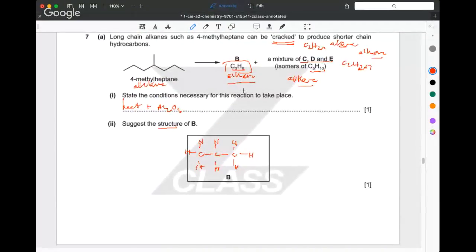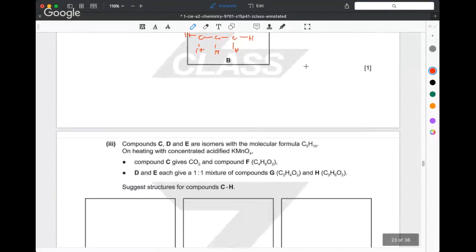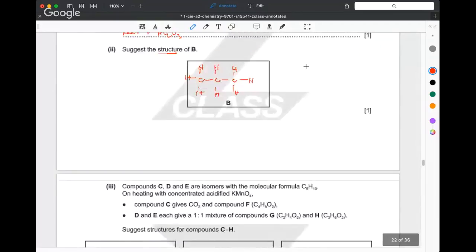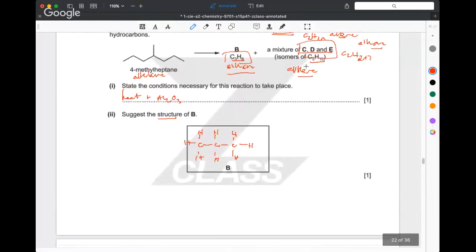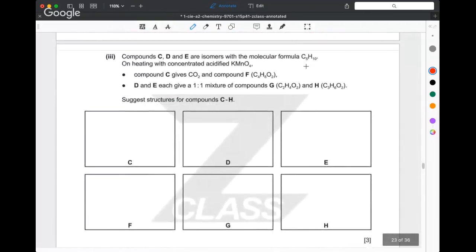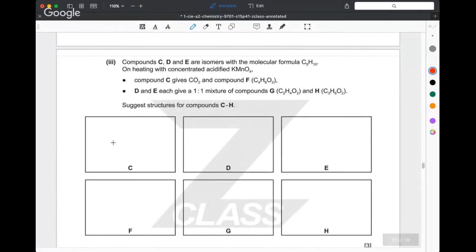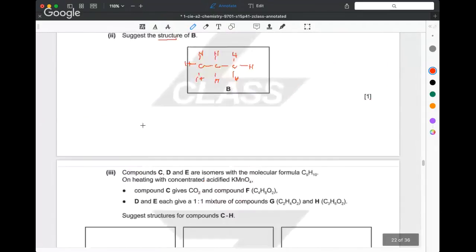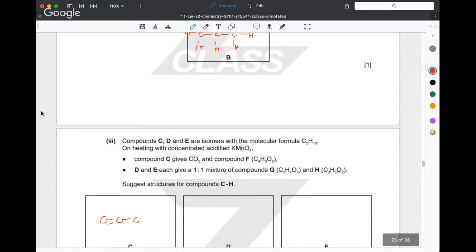Now, these over here are going to be alkenes, aren't they? C, D, and E are all alkenes, and so you've got to suggest some structures for the 3 different alkenes that can be formed. For me, I'm just going to try and rattle through this. So the possible structures are, well, I'm not drawing hydrogens at the moment. You've got 5 carbons long.